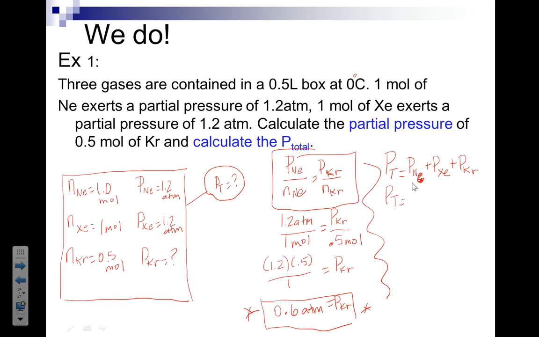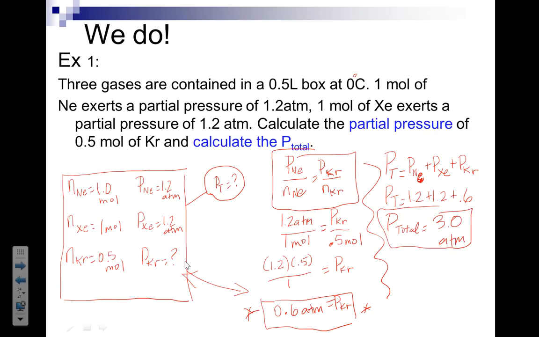So P total is equal to the partial pressure of neon, 1.2 atmospheres, partial pressure of xenon, 1.2 atmospheres, and we just found the partial pressure of krypton, 0.6. So you've got 1.2 plus 1.2 plus 0.6. When you add, remember to go by the least decimal places, so there's 1 decimal place in each of these. That's going to give us our final P total equal to 3.0 atmospheres.